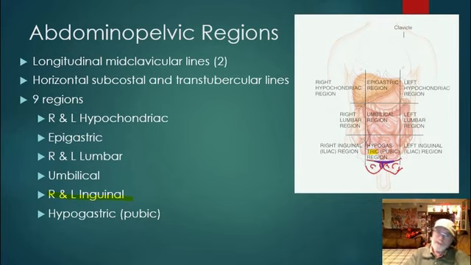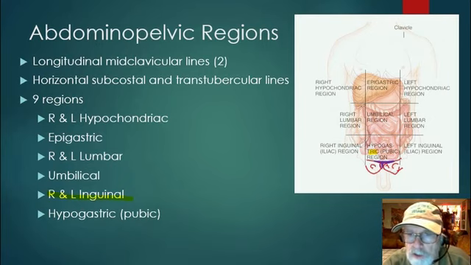Why do we have these regions? Exactly the same reason we had the quadrants, but much more precise. In other words, instead of having a large area, it limits that area a little bit more. It makes the grid smaller, so we can be a little bit more precise. Again, my right hypochondriac region, my left hypochondriac region. Up here, you're going to see the liver and stuff like that. My epigastric region is going to be in here: stomach and liver right in here.